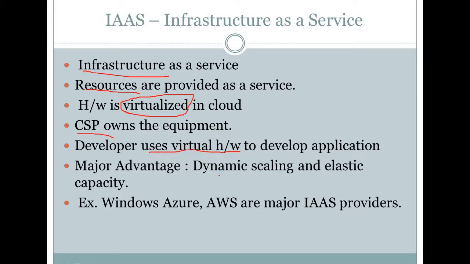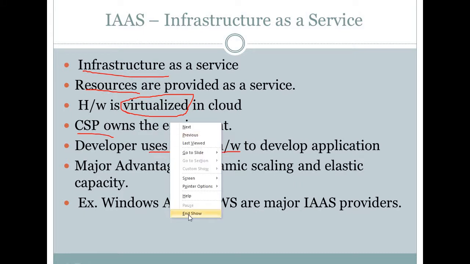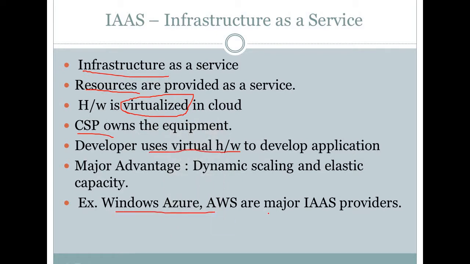The major advantage is dynamic scaling and elastic capacity. That means as per the demand, capacity can be increased or decreased. The major IaaS providers are Windows Azure and AWS. If I get requests, I will post videos on how you can work on the Windows Azure or Amazon Web Services platform as an IaaS provider.